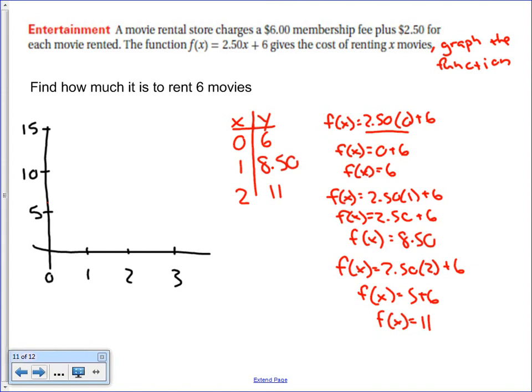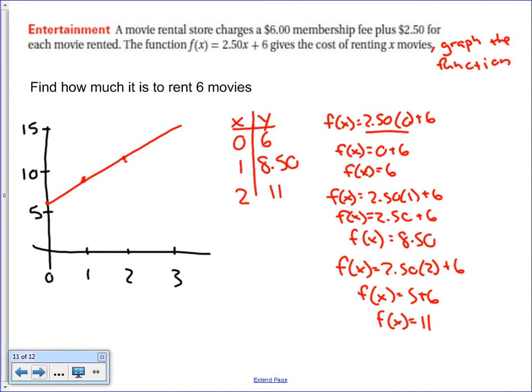So 0, 6, 1, 8.50, and 2, 11. So something like that. And it doesn't matter if it's perfect. I'm actually kind of a little off on my dots here. I don't quite make a straight line, but that's okay.